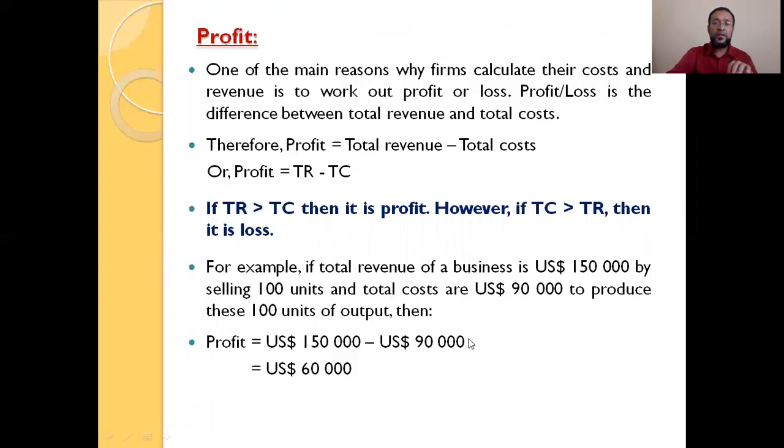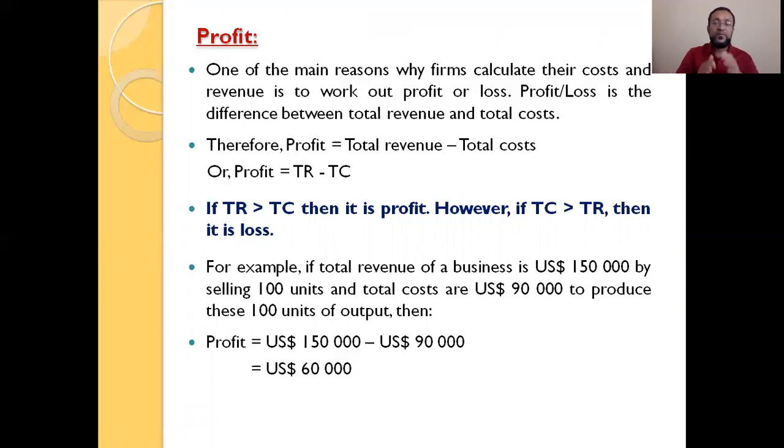All right. For example, if total revenue of a business is $150,000 by selling 100 units, and total cost is $90,000 to produce these 100 units of output, then the profit of the business is 150,000 minus 90,000 equals 60,000. That means here the business is making profit as revenue is greater than the cost. All right. So this is all about the cost, revenues, and profit of the business.